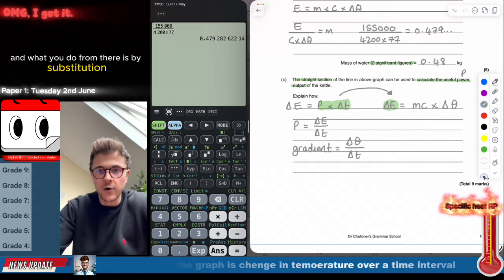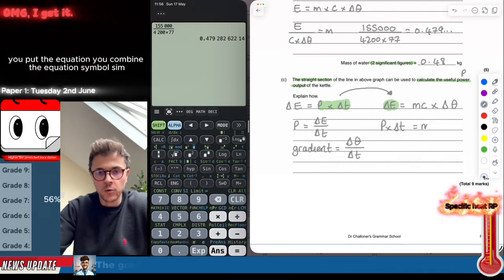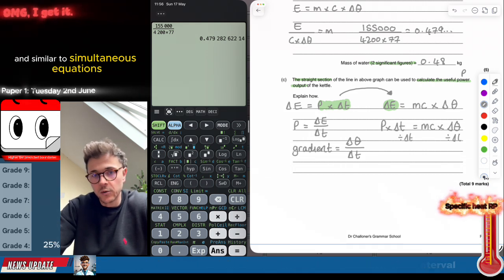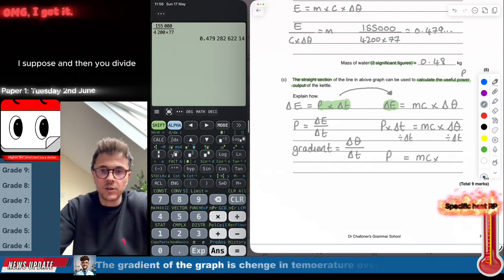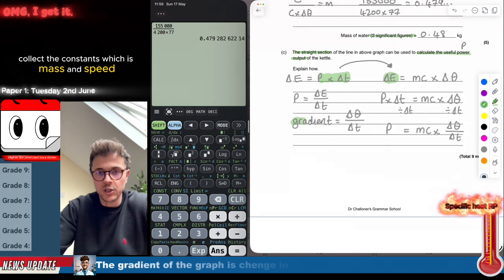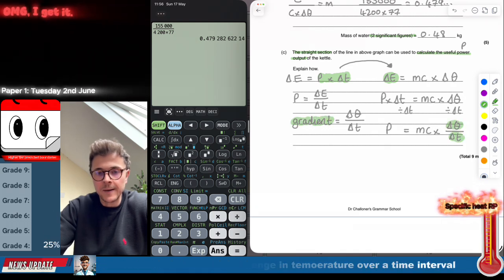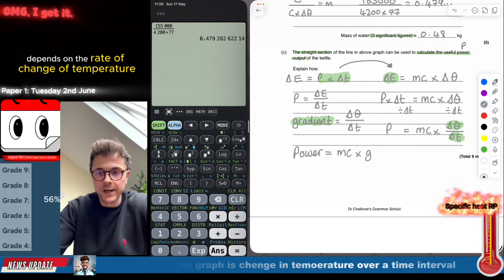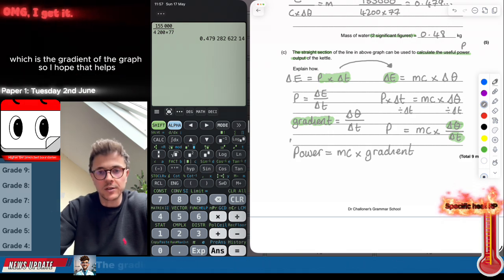And what you do from there is by substitution, you combine the equations, similar to simultaneous equations, I suppose. And then you divide the time interval to the other side of the equation, collect the constants, which is mass and specific heat capacity. And then you can see that the power depends on the rate of change of temperature, which is the gradient of the graph.